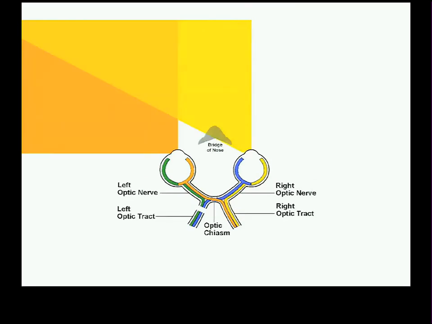This is a total and complete interruption of the left optic tract. I've lost the right field of both eyes. So since I've lost half the visual field of each eye, that's a hemianopia. Since I've lost the same half of each eye, the right half of each eye, it's a homonymous hemianopia, and it's very clearly a right homonymous hemianopia.